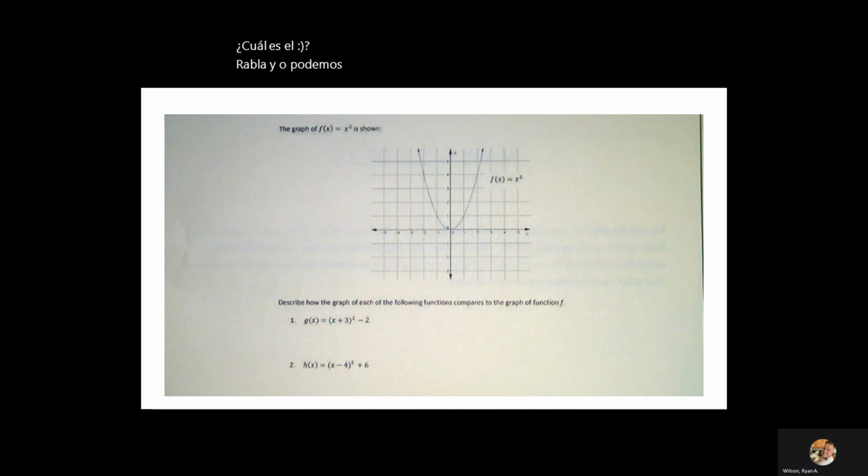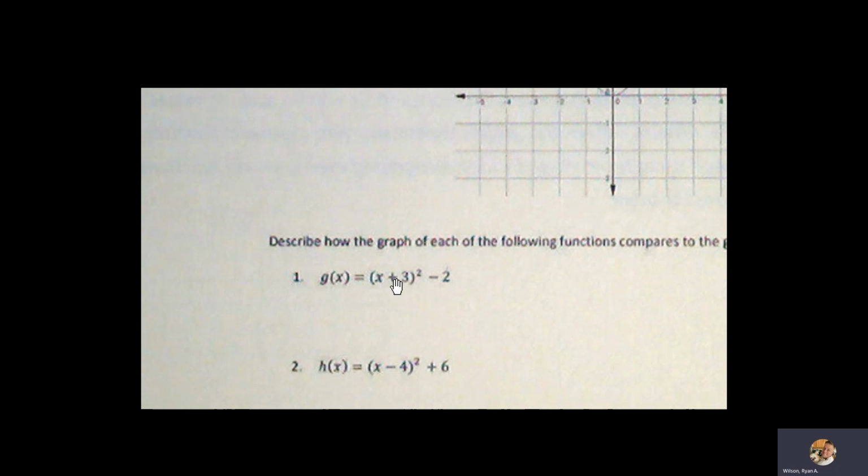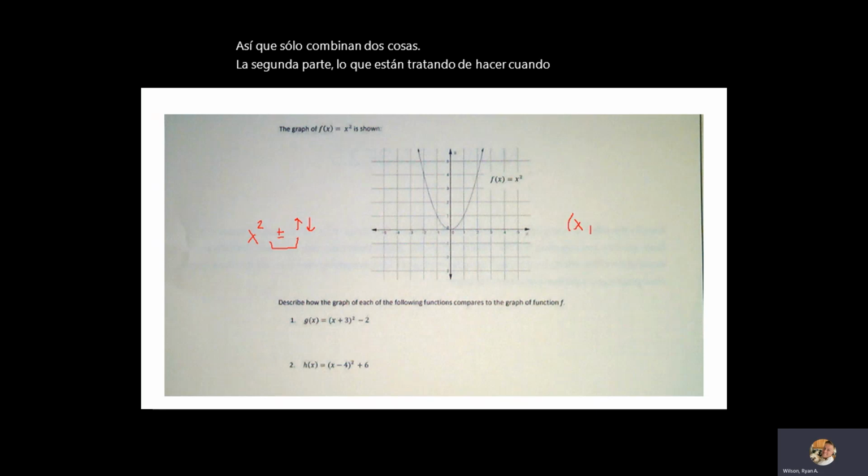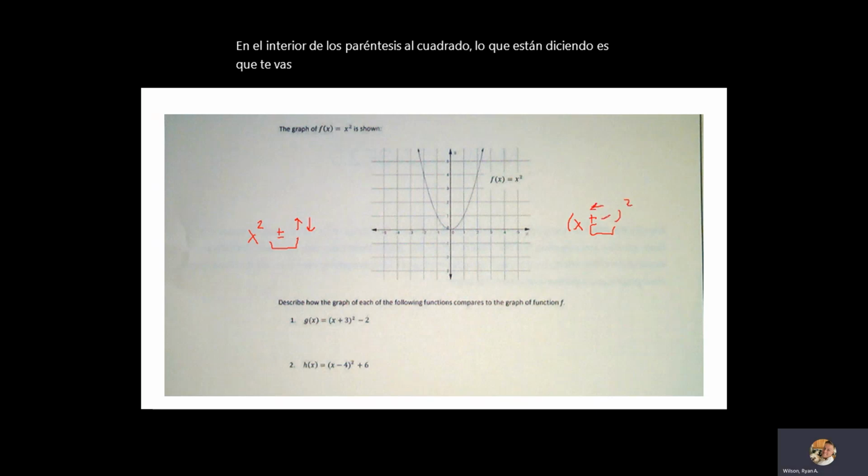So now, let's just look at what they're telling me right here. When they say x plus 3 squared, all right, there's 2 transformations that they're talking about here. We just figured out from the last problem that when you have a number on the outside of a function, if it's plus or minus, you're moving up or down, right? So they just combine 2 things. The second part, when they put a parentheses and then a plus or minus on the inside of the parentheses squared, what they're saying is you're going to move left or right.